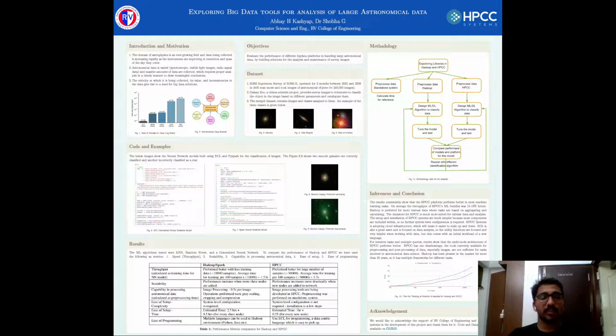I'll be presenting my poster and project based on the comparative study of big data platforms for the analysis of astronomical data. The major objective of this project is to identify tools and resources that big data platforms like HPCC and Hadoop provide and their use in the astronomical data pipeline building.